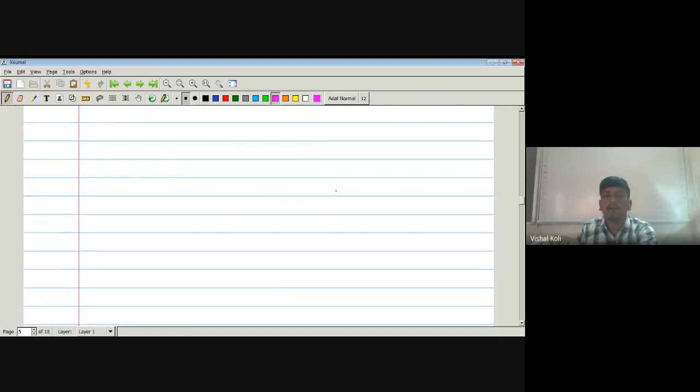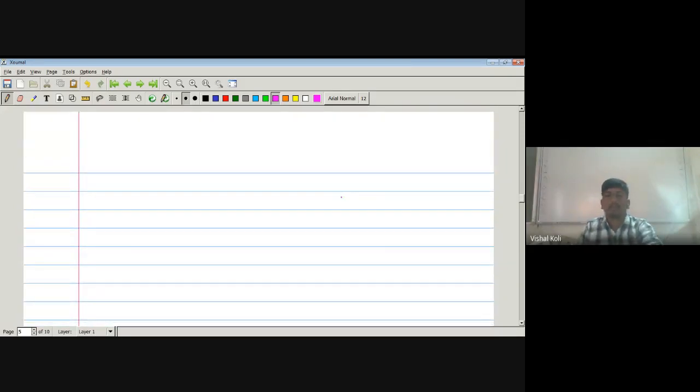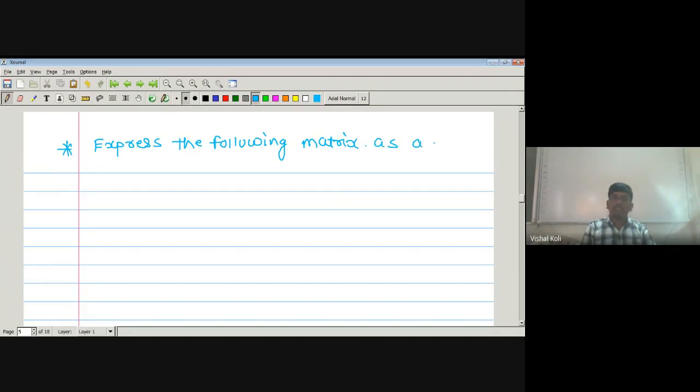Okay, now the next example will be: express the following matrix as a sum of a symmetric and skew symmetric matrix.